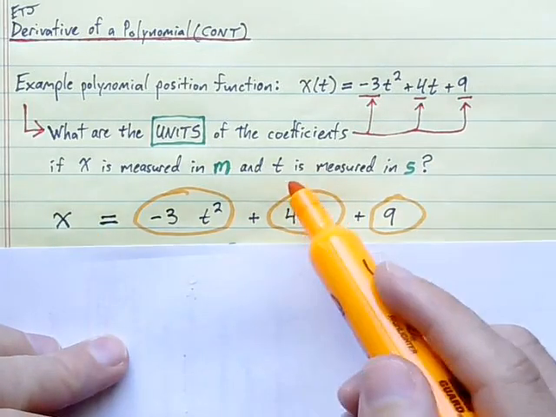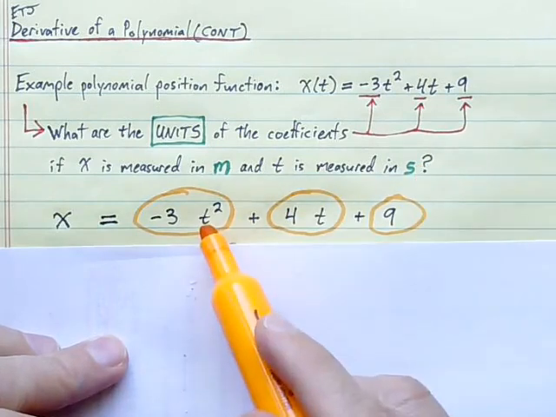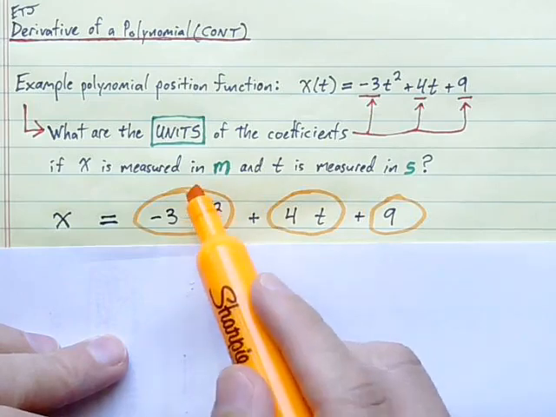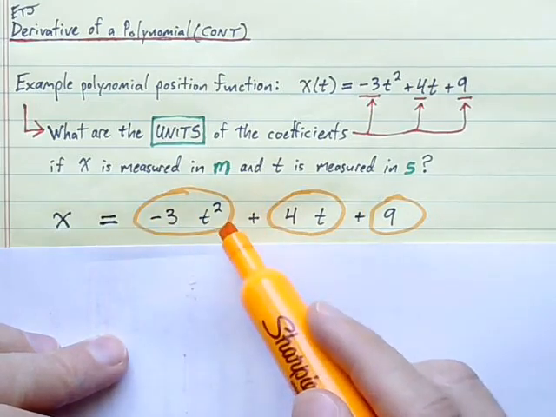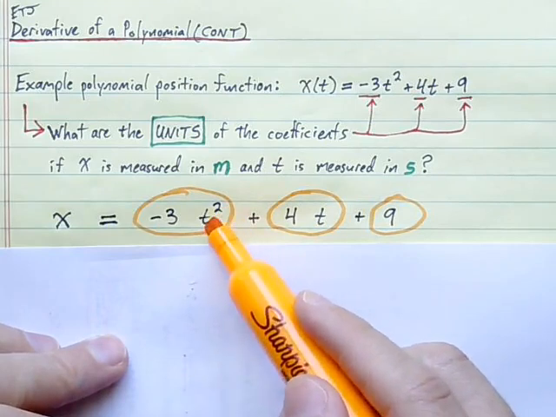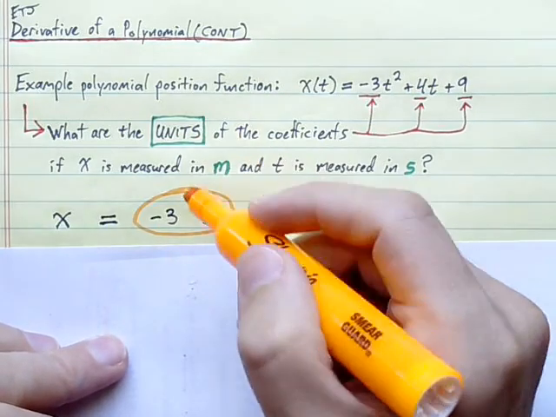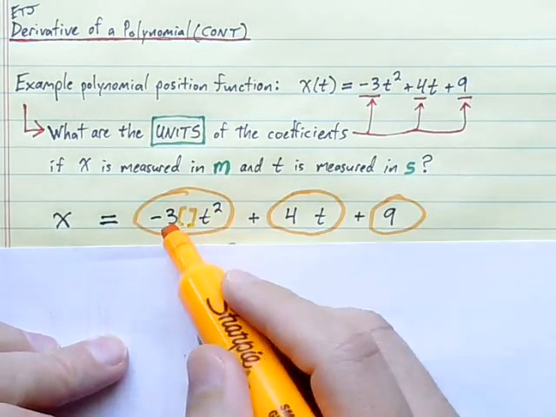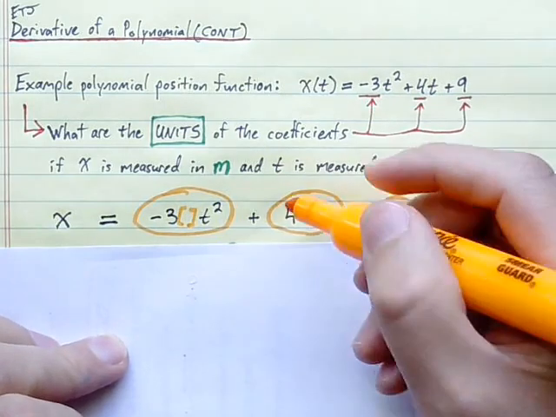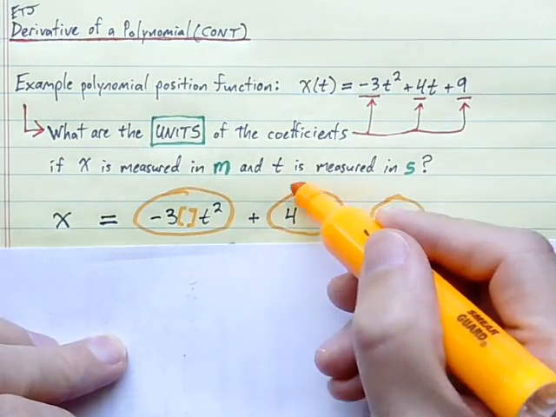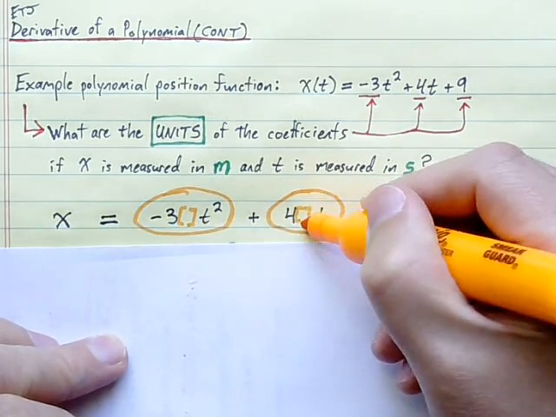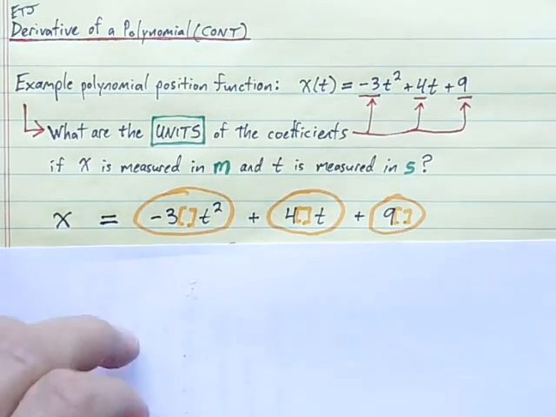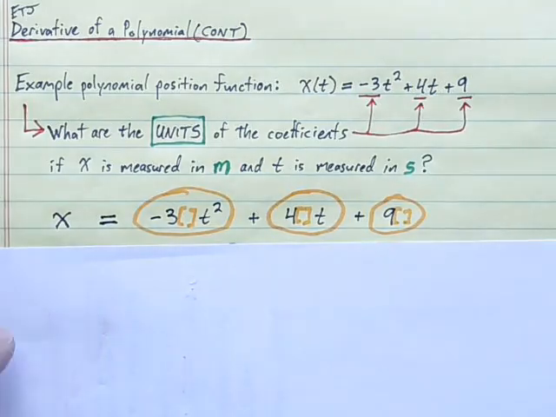Now, the time is measured in seconds. The time is seconds, and that gets squared here, so this is a second squared. Therefore, if this totally has to have units of meters, and time squared is seconds squared, then there must be some missing unit right there attached to the -3 that we didn't write down. Likewise, if this time is seconds, but overall this has to be meters per second, there must be a hidden unit there attached to the 4, and there must be a hidden unit here attached to the 9. So can we work out what those hidden units must be?